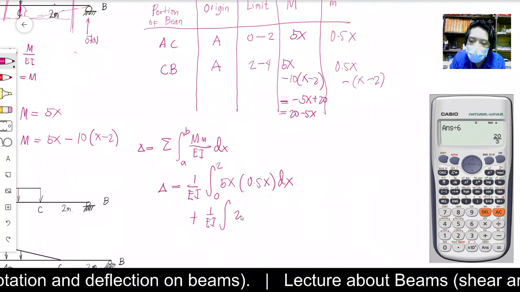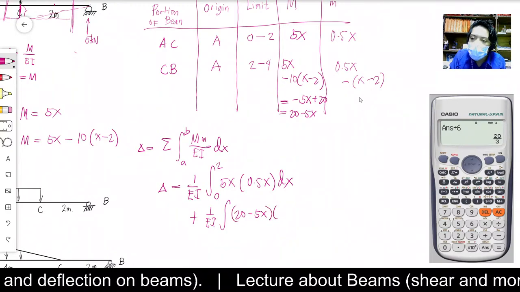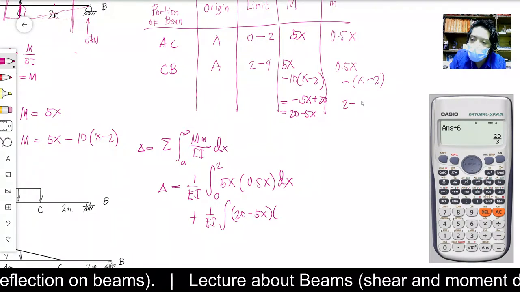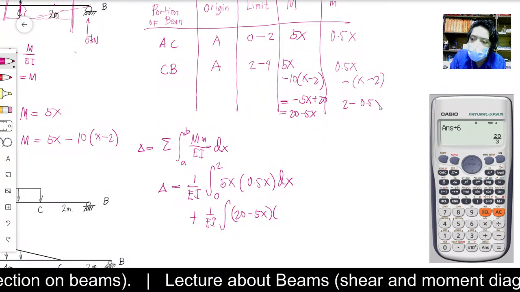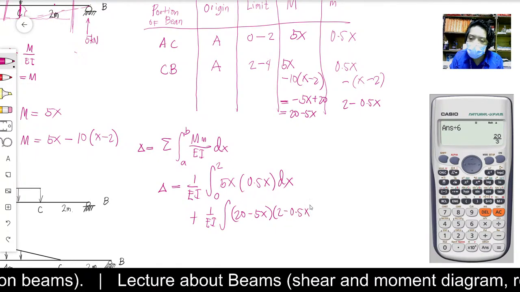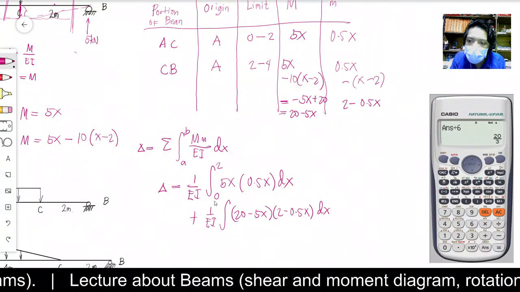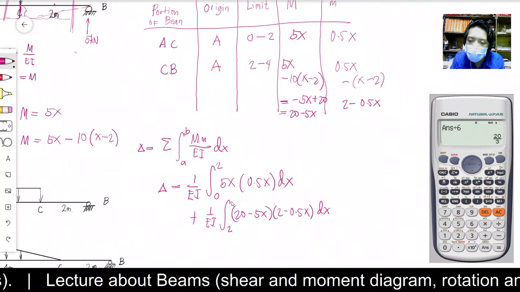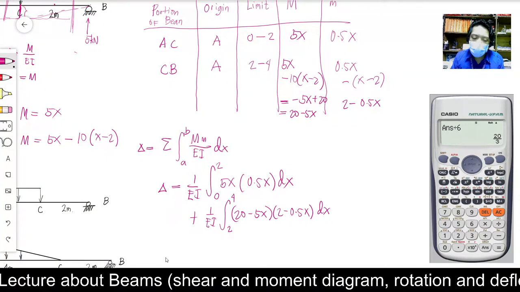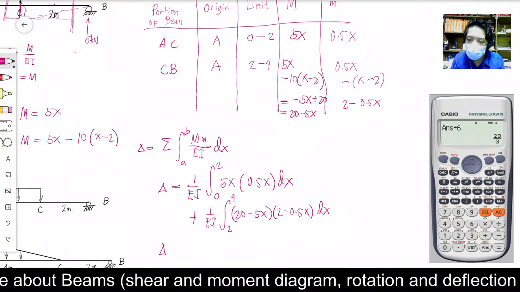So, ibubutang ko dito 20 minus 5x. And this one, this is 2 minus 0.5x, 2 minus 0.5x, dx. Yan. And yung limit, that is from 2 to 4. So, you will use your calculator naman to find the value of the deflection.